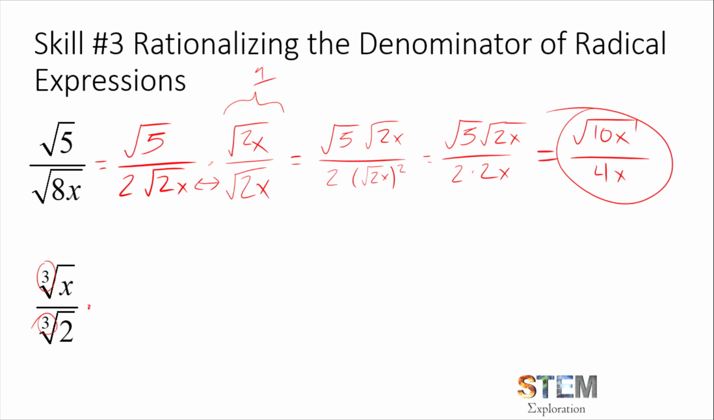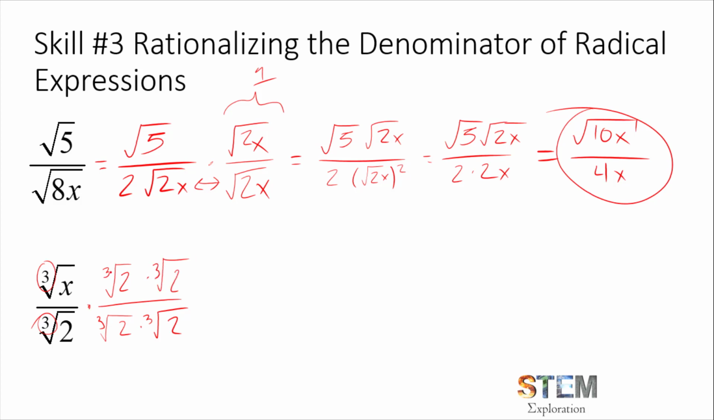So what I'm going to do here is something very similar to what I did before, but since it's a cube root, I'm going to go the cube root of 2 times the cube root of 2 times, okay? Because I need 3 cube roots of 2 to turn this into a 2. And I'm going to do the same thing up here. I'm going to go the cube root of 2 times the cube root of 2.